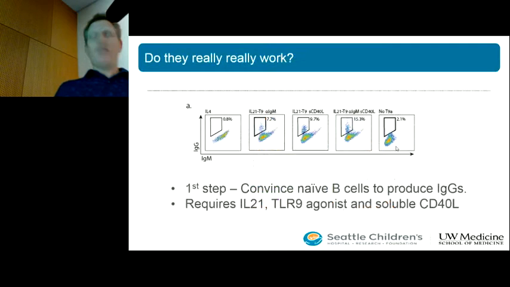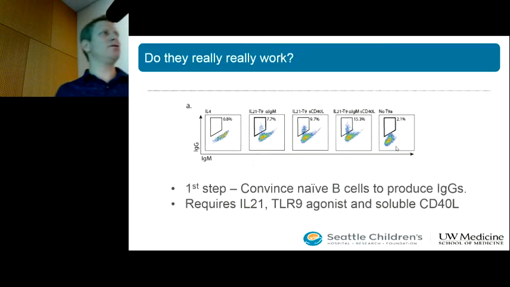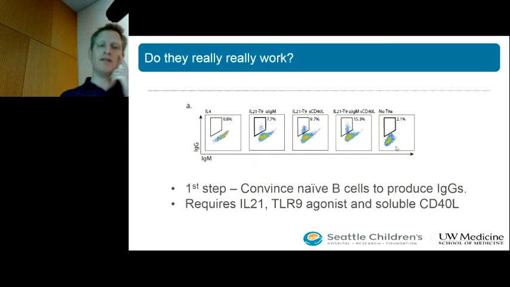Do they really work? That's the question. So we want to know if they can do what they're supposed to do. And what they're supposed to do, what CD40 ligand is supposed to do, is help B cells. So we had to develop a new assay, and this assay was meant to convince B cells to class switch.